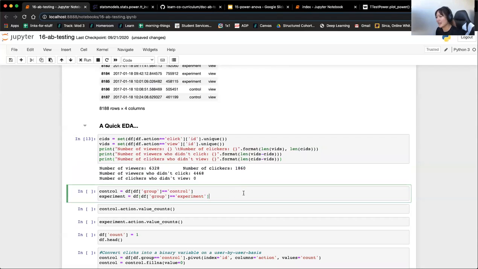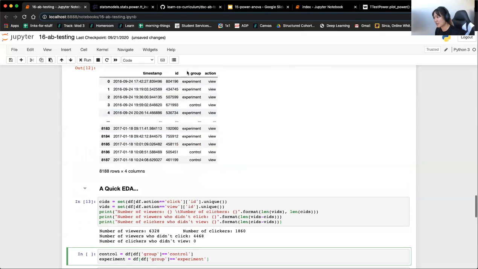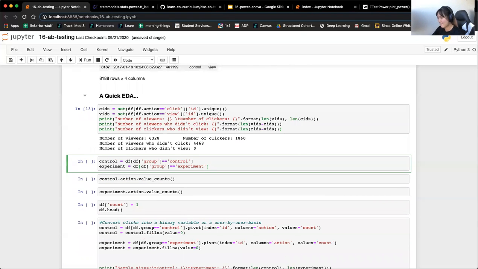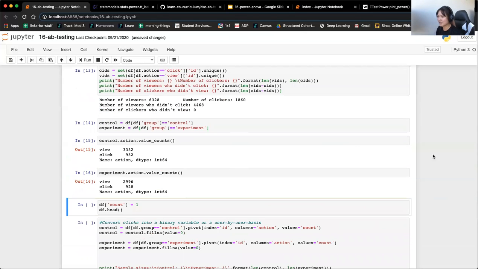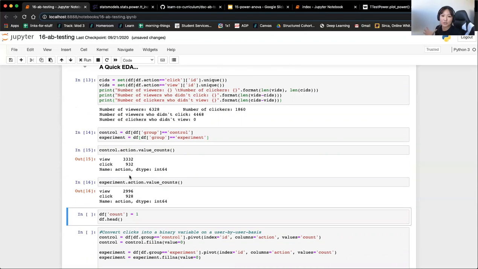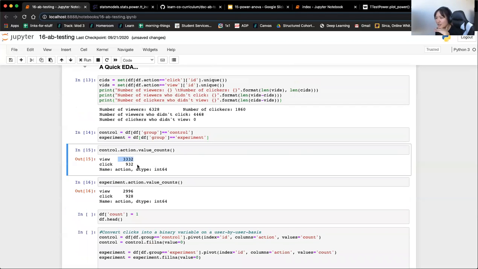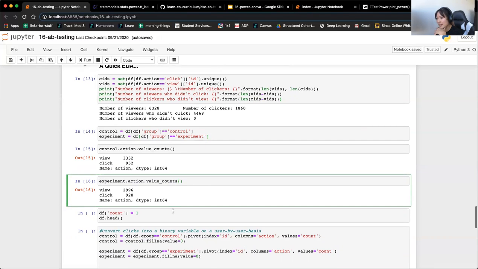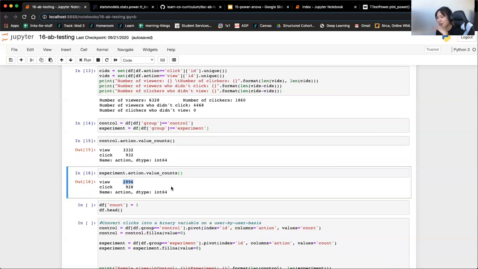For this, let's split up our data frame into the control people and the experiment people, and do a quick value counts. So the control, the people who had the old version of the web page, about 3,300 views, 900 clicks. In the experiment group, we have about 3,000 views as well, and also about 900 clicks. So just by looking at the numbers, it doesn't really look like a huge difference, but let's take a look statistically at whether there is a difference.